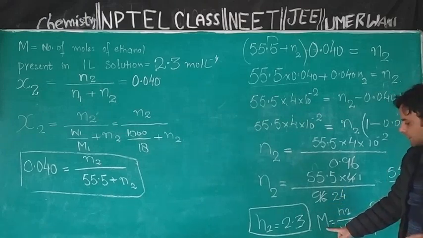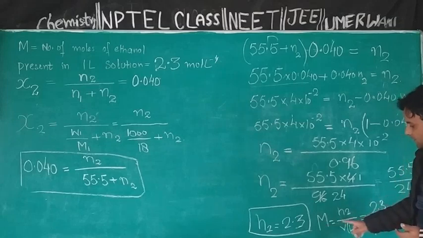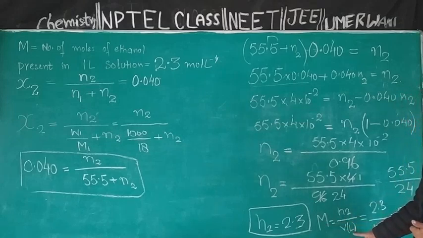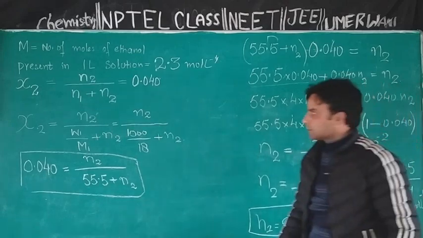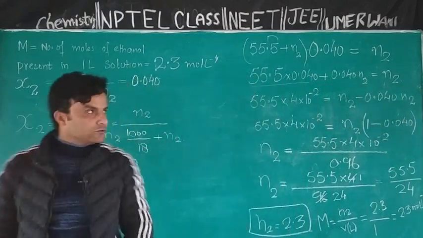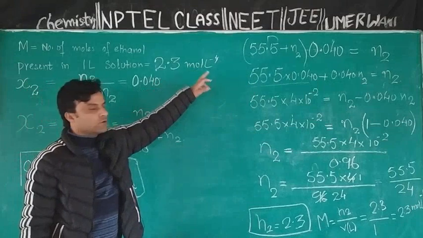Even if you want to determine molarity is equal to ratio of number of moles of solute and volume of solution in liters. Volume of solution in liter you have to take 1, because you have to find molarity. Number of moles of solute are 2.3. Therefore, molarity of this solution of ethanol in water is 2.3, and its unit is mole per liter.